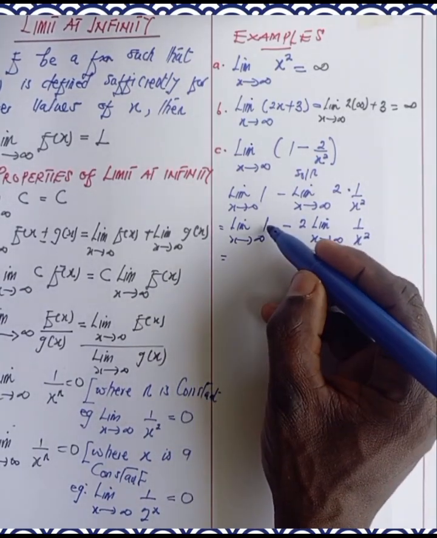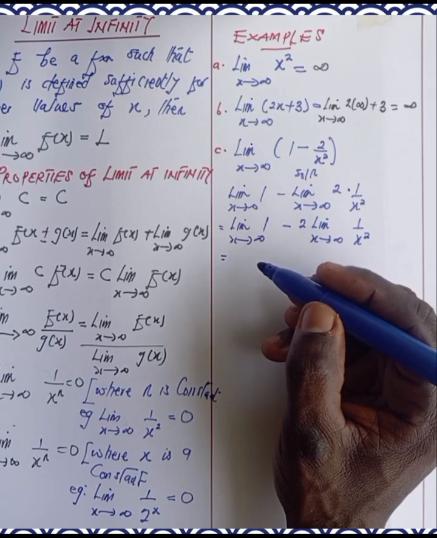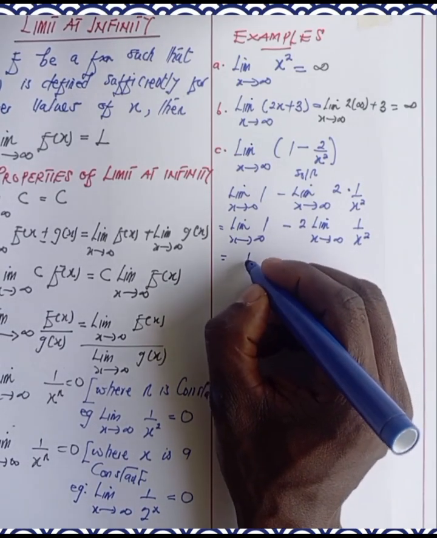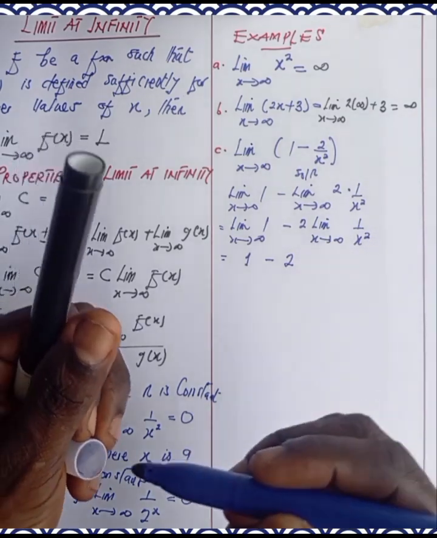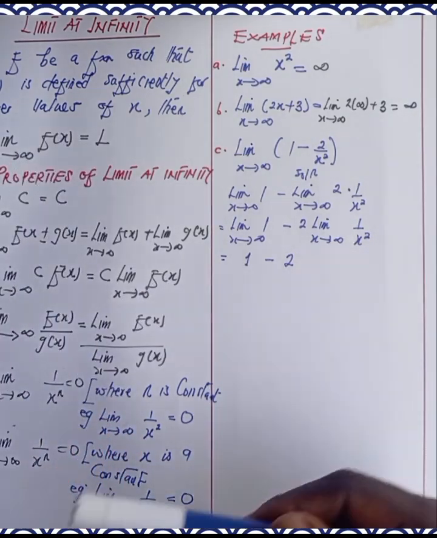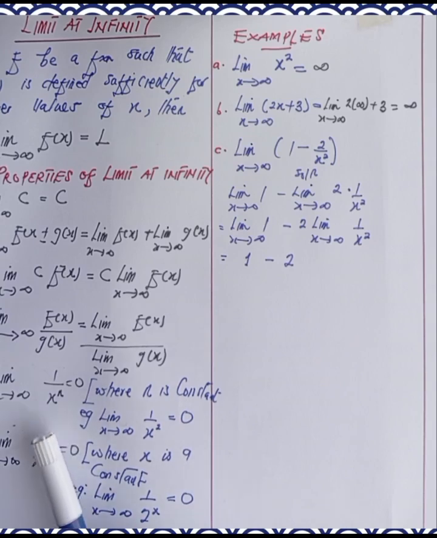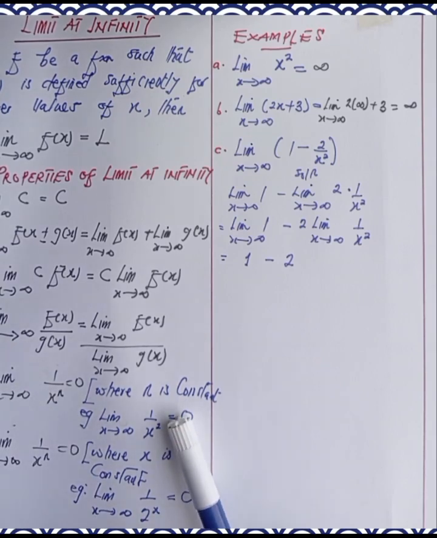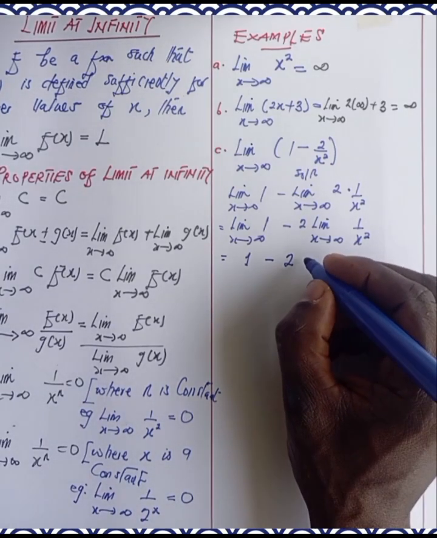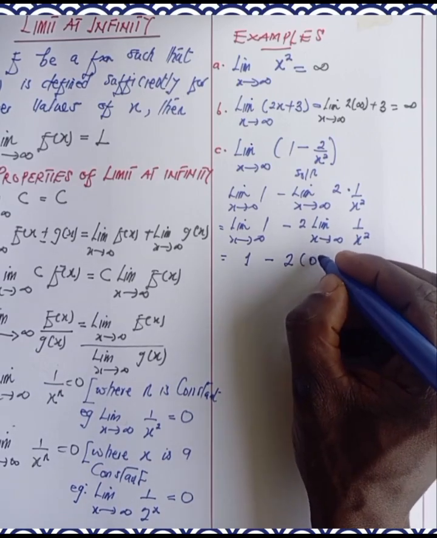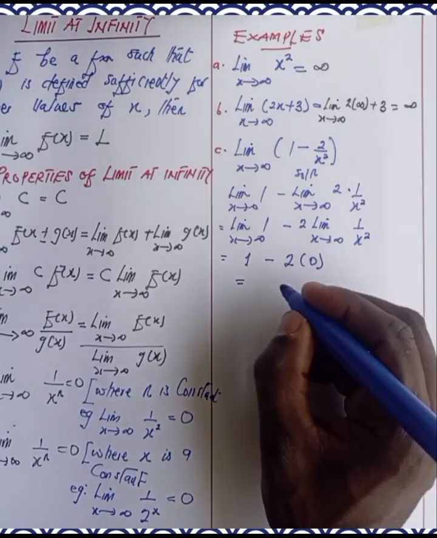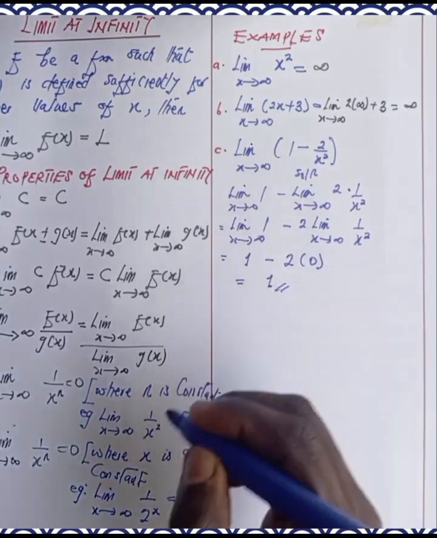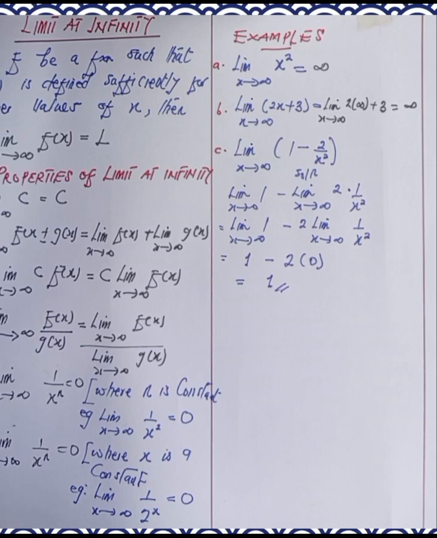Now the limit of a constant is the constant, from property 1. So we are going to get 1. Then we have 2 times the limit of 1 over x squared as x approaches infinity, which from property 5 gives us 0. So finally, we are going to get 1 minus 0, which is still 1. That is the limit of the function.